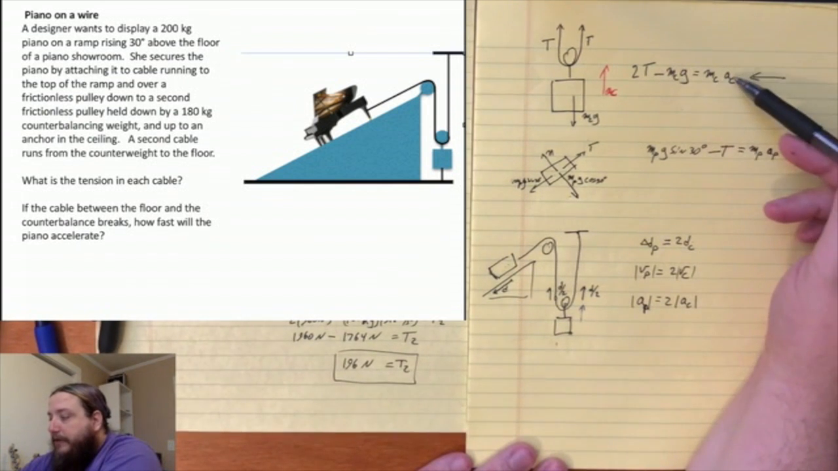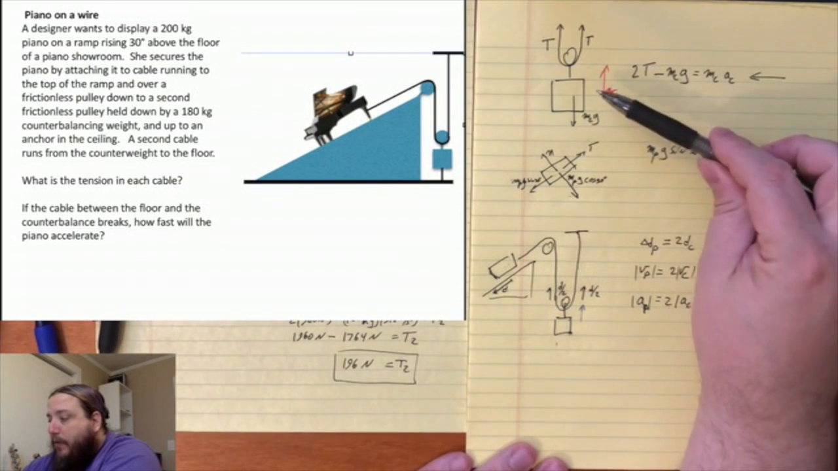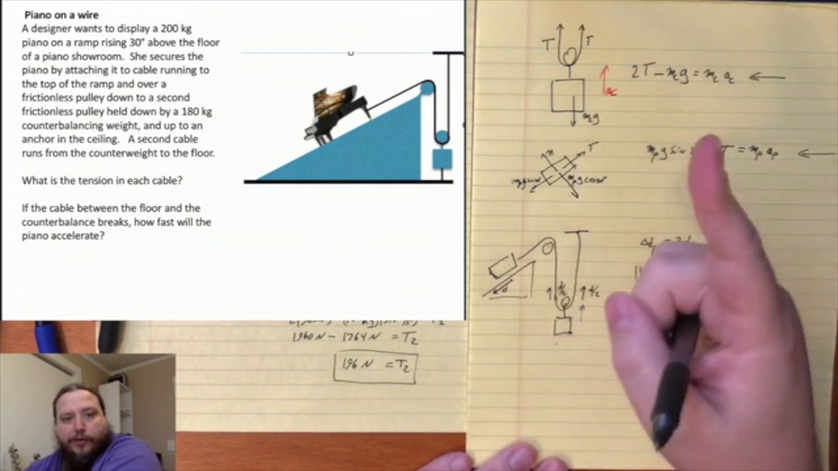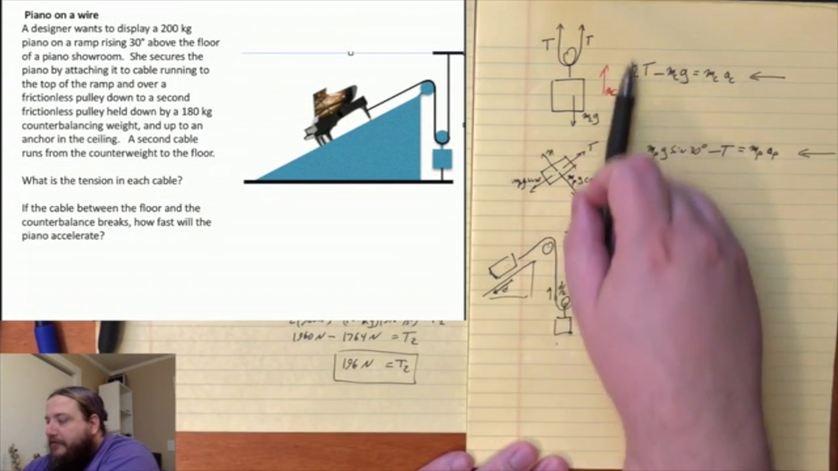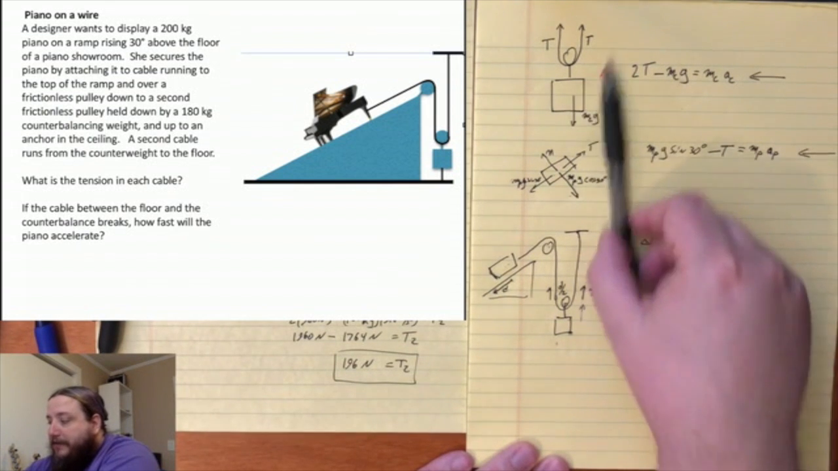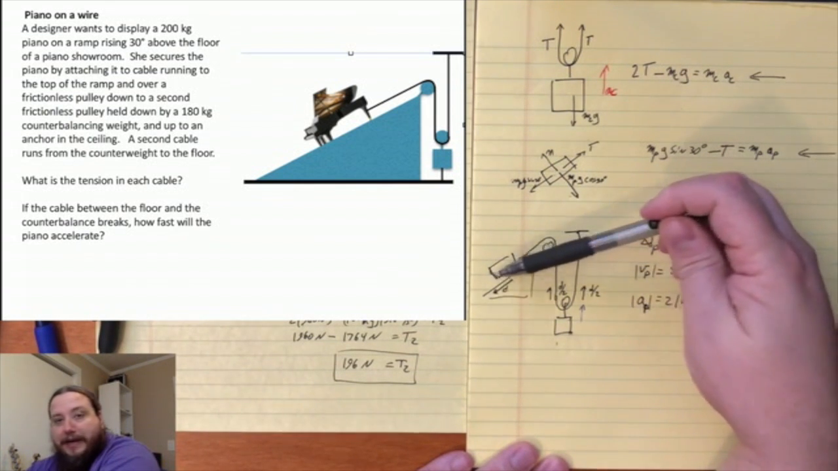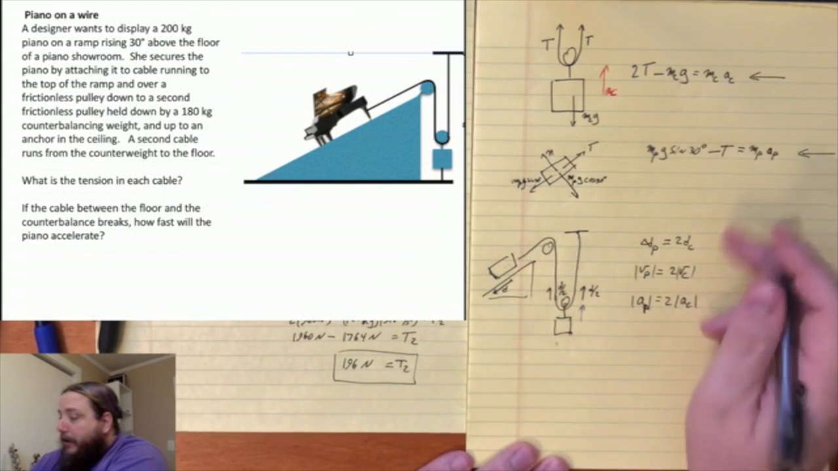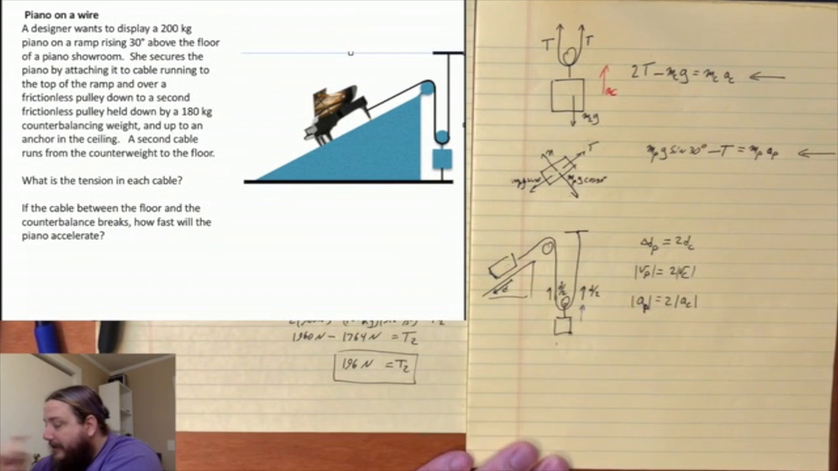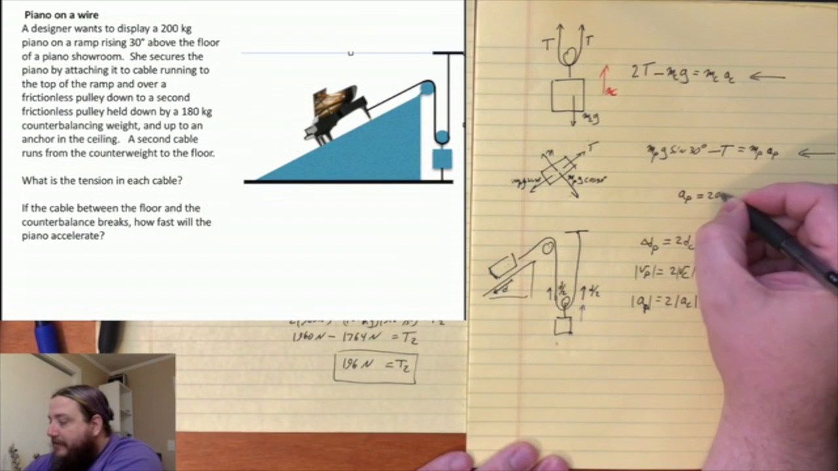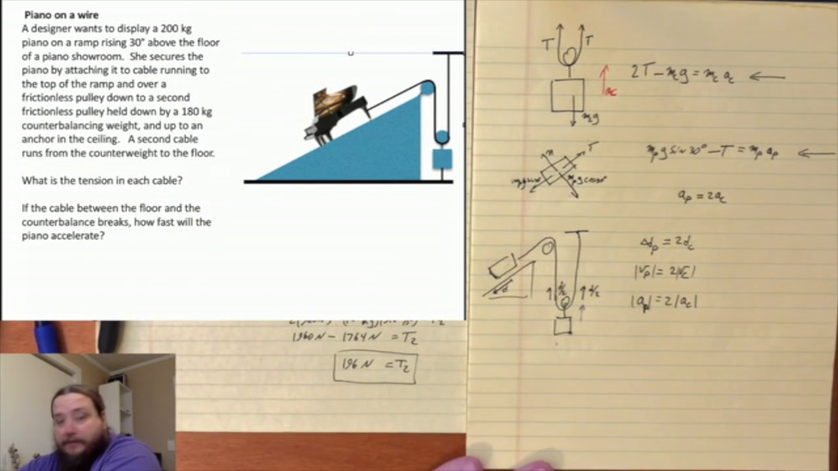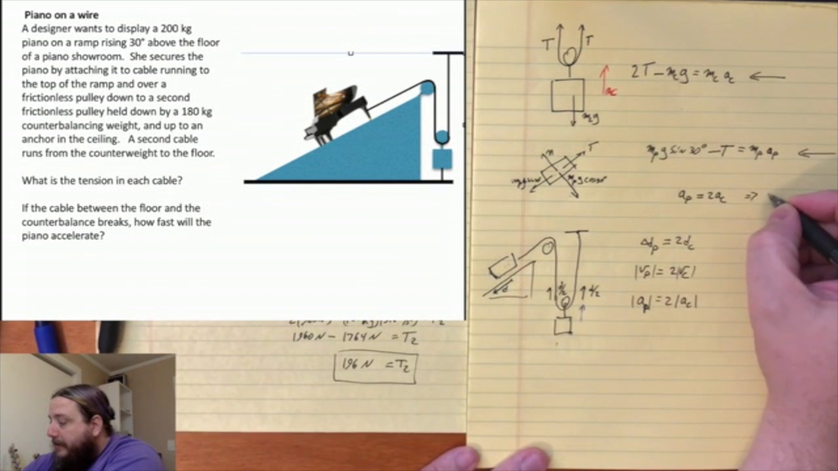In both cases, we've adopted a forward direction coordinate system, if you will, where the positive sense of motion at the counterweight is up, and the positive sense of motion at the piano is down the ramp. And so what we can say here to link those two together is that the acceleration of the piano is twice the acceleration of the counterweight, or equivalently, that the acceleration of the counterweight is 1/2 the acceleration of the piano.